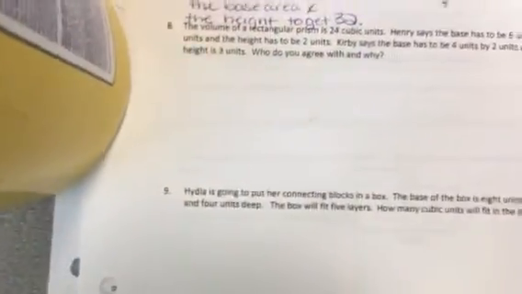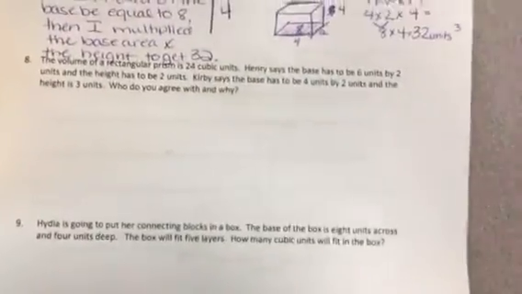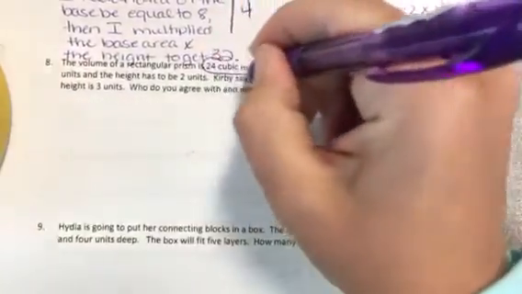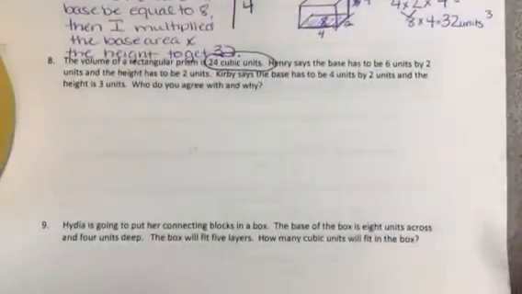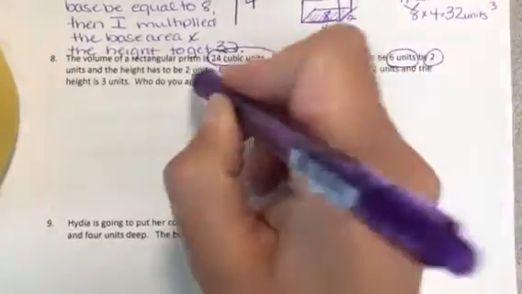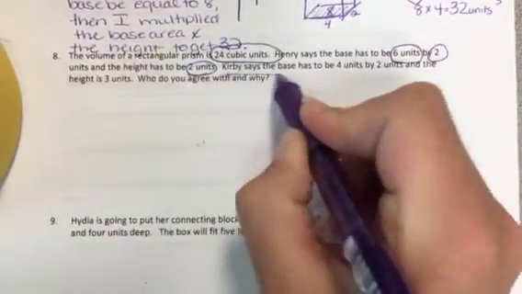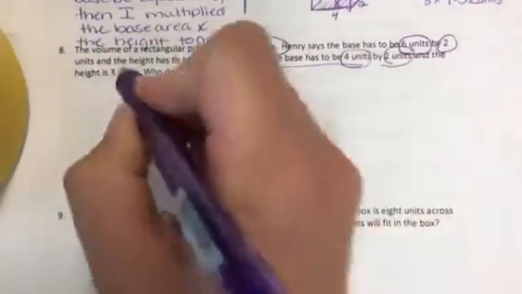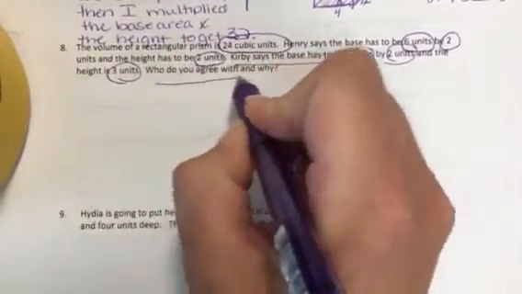Okay, so my question here says the volume of a rectangular prism is 24 cubic units. Henry says the base has to be 6 units by 2 units and the height has to be 2. Kirby says the base has to be 4 by 2 units and the height is 3. Who do you agree with and why?